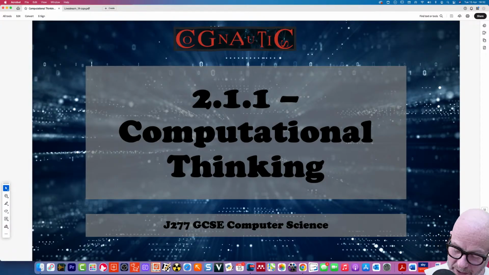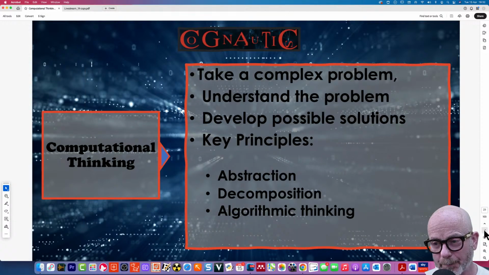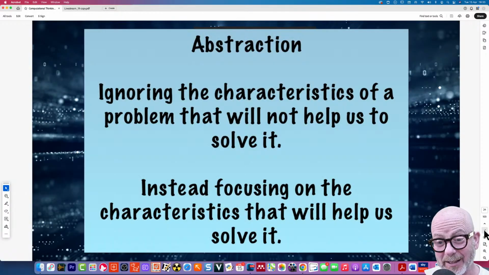So we're in computational thinking 2.11. The main idea with computational thinking is that you're going to take a complex problem, try to understand it, and develop solutions for it. Whenever anyone writes software, you are actually trying to solve a given problem. The key principles around problem solving, and it's no different when you're writing a computer program, are abstraction, decomposition, and algorithmic thinking. These are the key areas you're going to use first of all to get to understand the problem and how you might solve it using a computer.